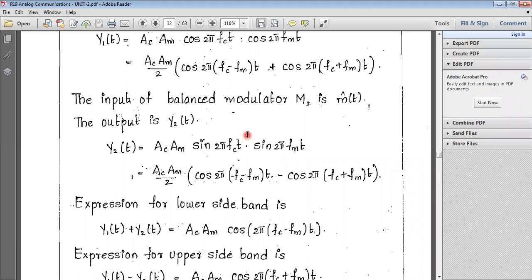The local oscillator output is not given directly to the second balanced modulator. It also has a 90 degrees phase shift, so the signal becomes sin 2 pi FCT. Therefore Y2 of t equals AC AM by 2 into sin A sin B, which is cos A minus B minus cos A plus B. So we can write it as cos 2 pi into Fc minus Fm into t minus cos 2 pi into Fc plus Fm into t.